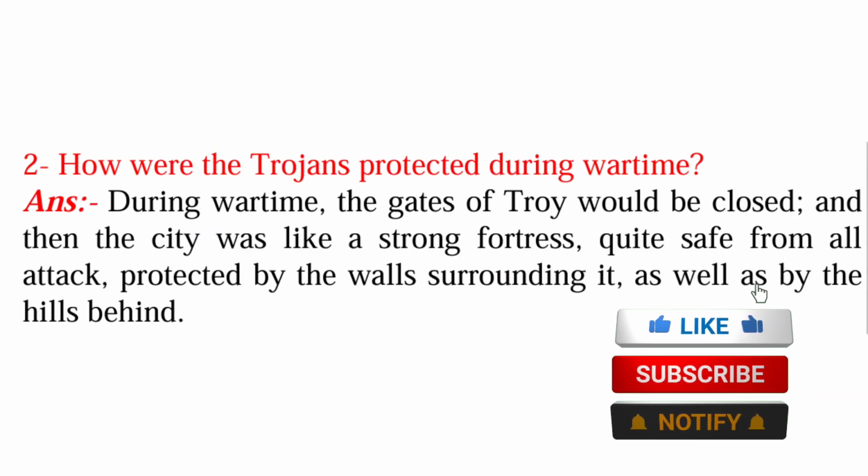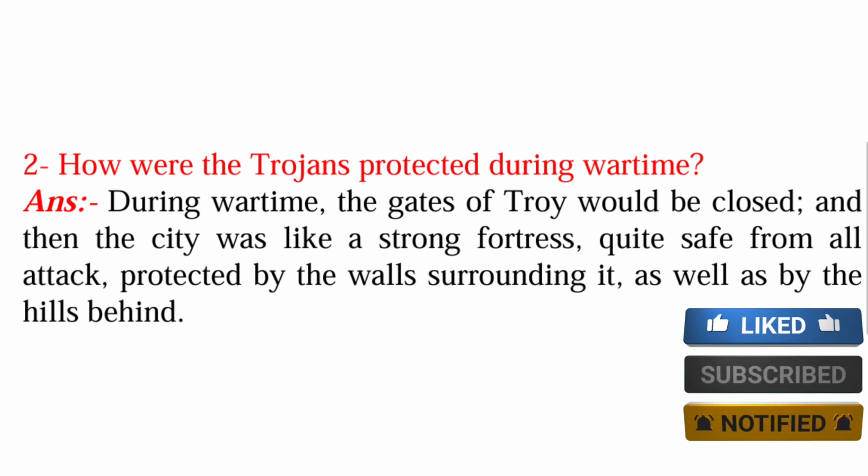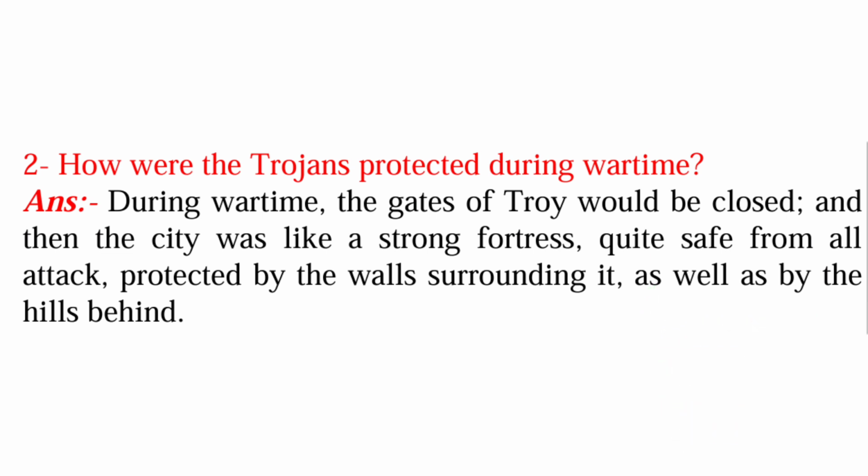Second question is, how were the Trojans protected during wartime? So answer is, during wartime the gates of Troy would be closed, and then the city was like a strong fortress, quite safe from all attack, protected by the walls surrounding it as well as by the hills behind.